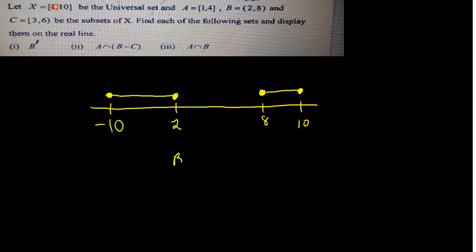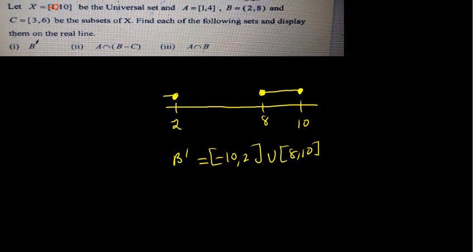Therefore B complement is going to be from negative 10 to 2, and then from 8 to 10. Okay, and display them on a number line. So we've also displayed on a number line. And now I want to look at A intersection B minus C.